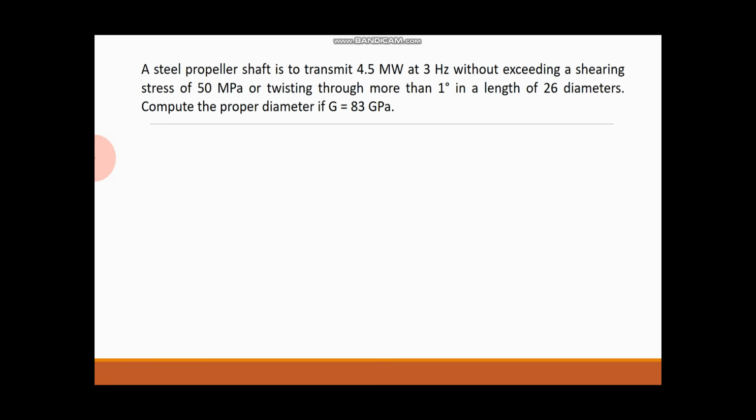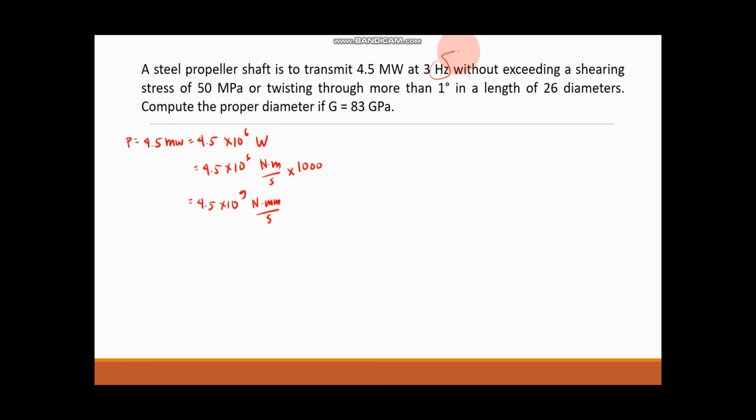So the power that is being transmitted is equal to 4.5 megawatts, or 4.5 times 10 raised to 6 watts, or 4.5 times 10 raised to 6 Newton meter per second. So, we just multiply it by 1,000 to get Newton millimeter per second. So it becomes 4.5 times 10 raised to 9 Newton millimeter per second. So, that's the power.